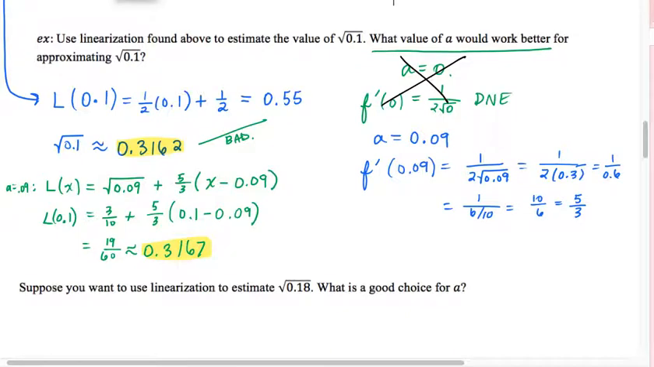And on that note, if we wanted to use this idea of linearization to estimate the square root of 0.18, what might be a good choice for a? Well, you would want to choose an a that's close to 0.18, but that's easy to take the square root of, both for the derivative and for the f of a value. So a perfect square that's close to 0.18 would be 0.16. So I would use a as 0.16, because 16 is a perfect square. So we could calculate that relatively easily without a calculator.